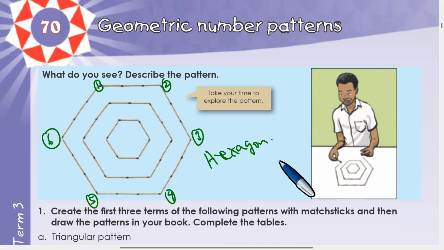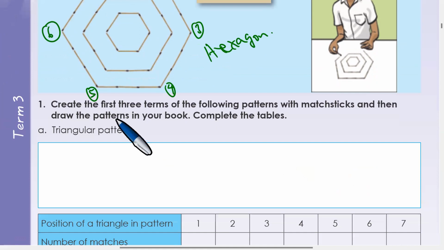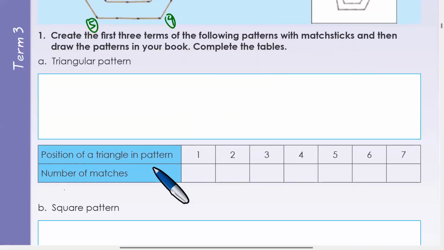Okay, now let's continue. Create the first 3 terms of the following patterns with matchsticks and then draw the patterns in your book, complete the tables. The triangular pattern. You need to complete this. So obviously at this point you would have the triangular pattern, position of a triangle in the pattern: position 1, position 2, position 3, position 4, position 5, position 6, position 7.